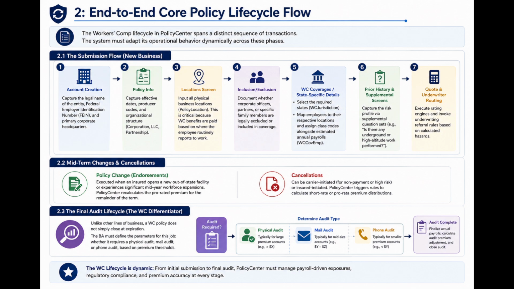After completing these screens, the system invokes the rating engine to calculate initial estimated premiums and triggers automated underwriting referral rules if any high-risk answers or class codes are detected, routing the policy to an underwriter queue for formal binding. After a policy is successfully bound and active, it enters the midterm modification phase to adapt to the evolving realities of the insured business.